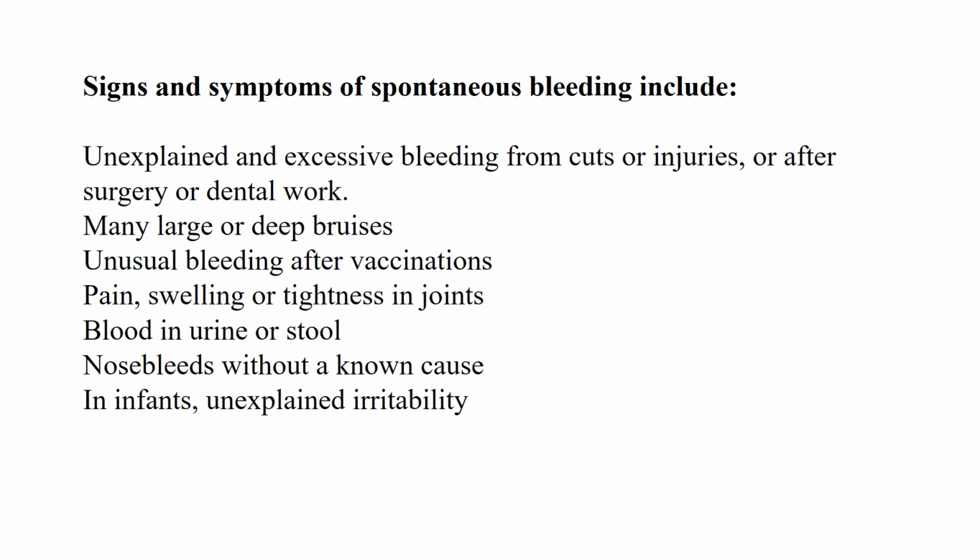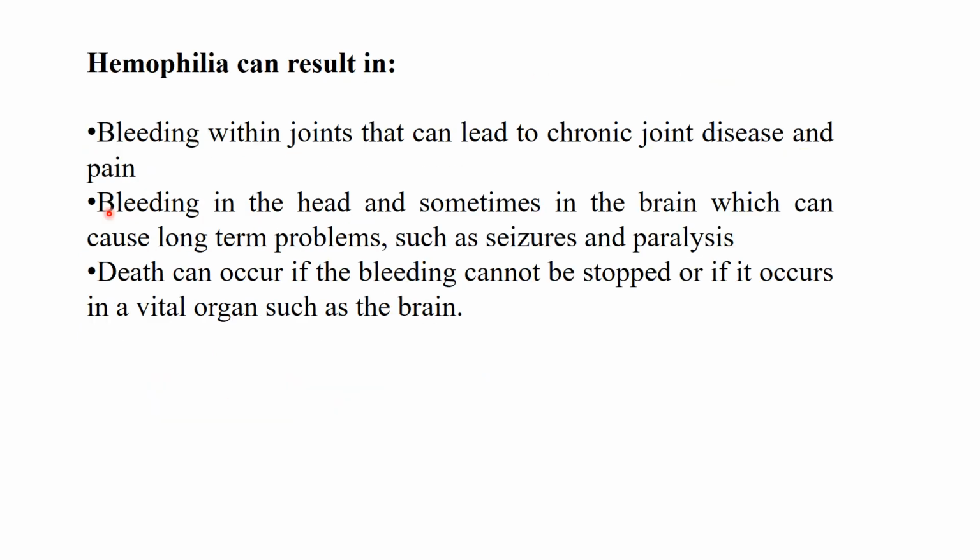Nosebleeds without a known cause. Infants, unexplained irritability. Hemophilia can result in bleeding within joints that can lead to chronic joint disease and pain, bleeding in the head and sometimes in the brain, which can cause long-term problems such as seizures and paralysis. जब brain में damage होगा, जब brain में bleeding होगी, then it will cause the mental problems. Death can occur if the bleeding cannot be stopped or if it occurs in a vital organ such as the brain. अगर vital organs में bleeding होगी, then it leads towards the death.